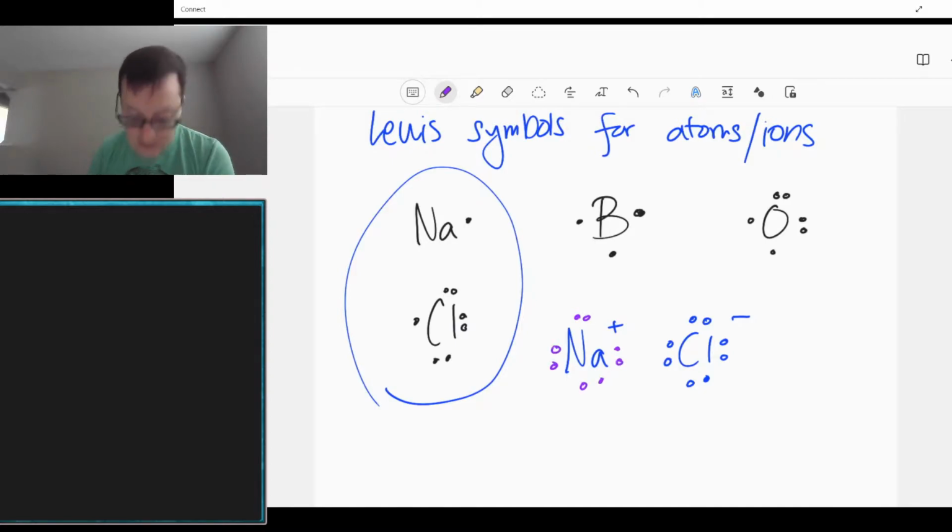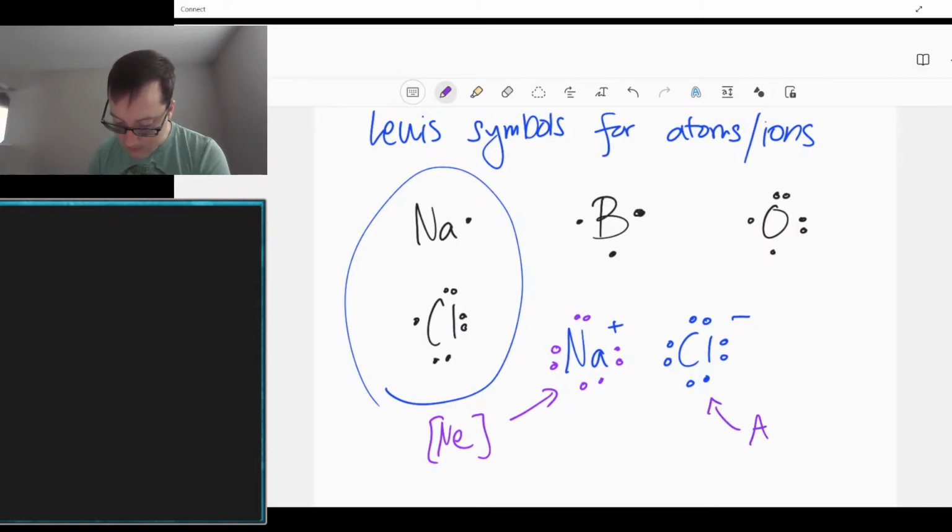Now it's got a full set of 8, right? Because the sodium ion resembles the neon electron configuration, and chloride is the same as argon, right? Put together, both of those have 8 valence electrons. And that's the ideal number.